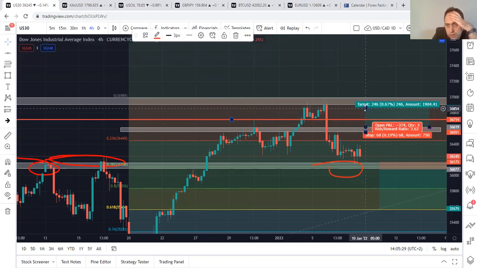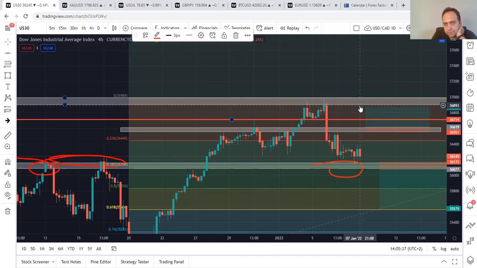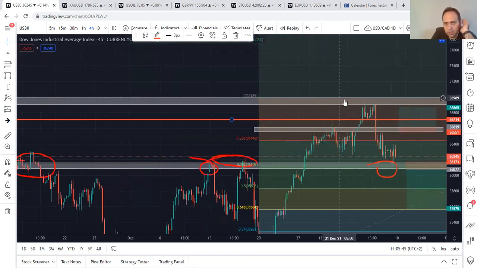And then if it breaks up and moves, we have the TP3 36774 and TP4 36893. Okay, and our stop loss is 36547. This is for the first buy.